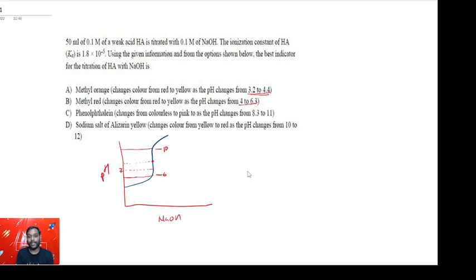Phenolphthalein changes the color from 8.3 to 11. Now that is correct, because this will change the color in this region, which is a subset of, or which lies on, the vertical region of this acid-base titration.